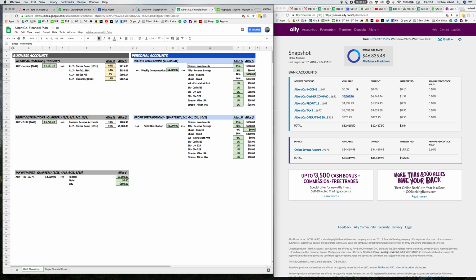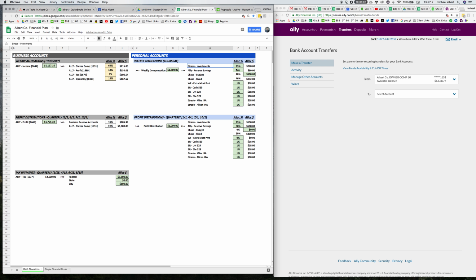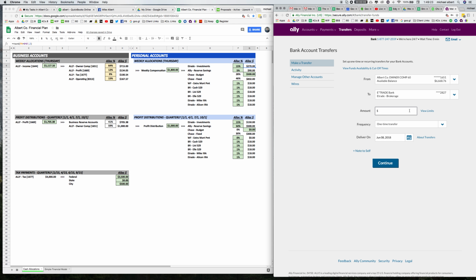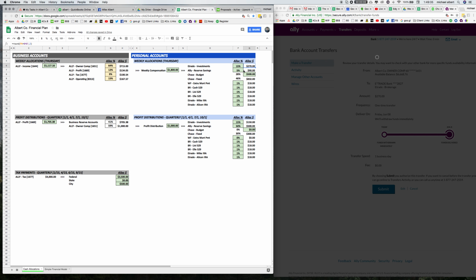So first allocation I'm going to make, go back to my transfers. I added this account. I've never actually transferred from Ally to this account. I usually do it from the E-Trade interface, but I want to keep that under wraps. So I'm going to go from owner comp 15%, which is $270, to this E-Trade account. So I'm going to send 270. It's a one-time transfer delivered on the 8th. Continue and submit. So that one's done.